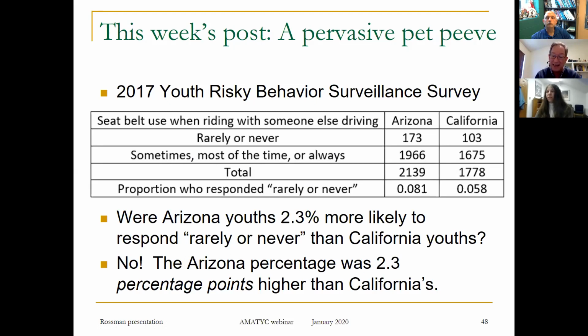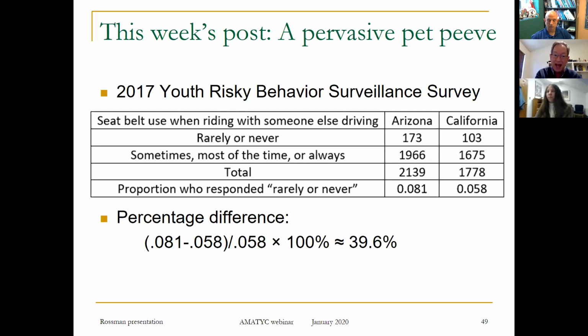I know this isn't the biggest idea in introductory statistics. It's not that big a deal. That's why I titled the post a pervasive pet peeve. This is just a pet peeve of mine. Let's go back and calculate the honest to goodness percentage difference. How do we do that? We take the actual difference and divide by whichever group we want to treat as the baseline group or the reference group. Let's use California as the reference group. So it turns out that Arizona kids are 39.6% more likely to respond rarely or never compared to California kids.